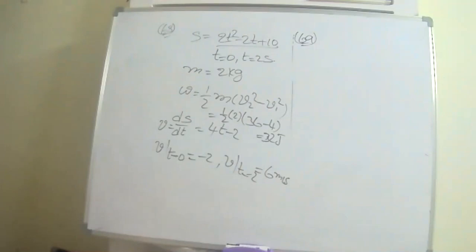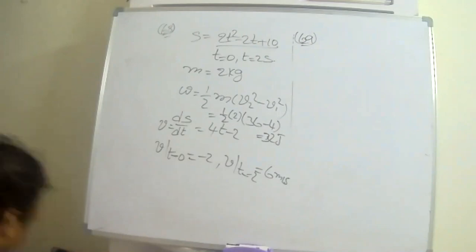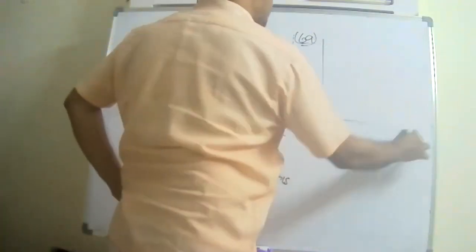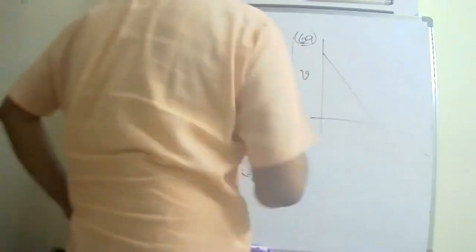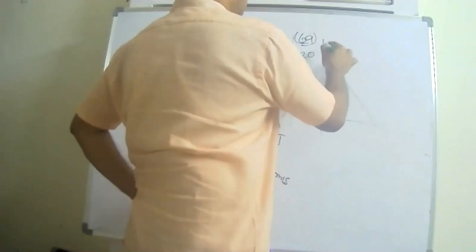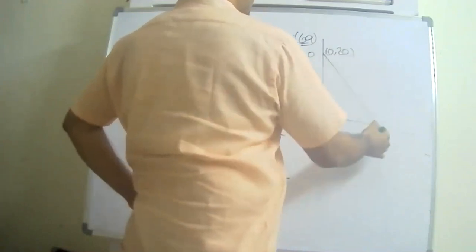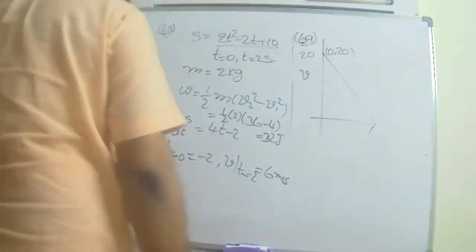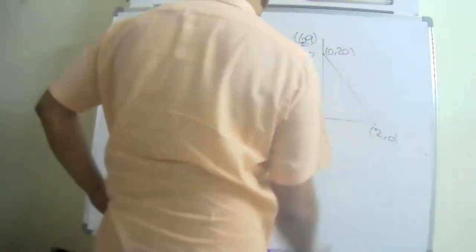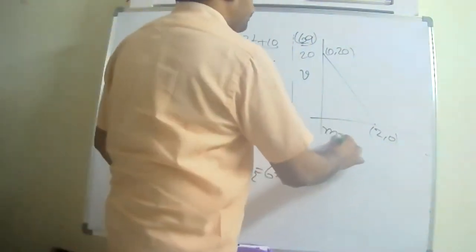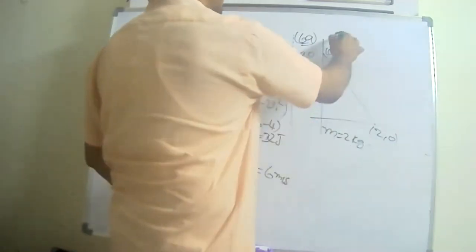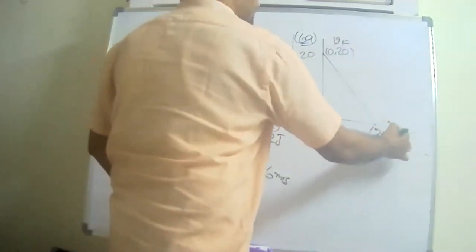Next 69. Velocity time graph of a particle of mass 2 kg moving in a straight line is shown in the figure. Work done by all the forces acting on the particle is? He has given a velocity time graph. What coordinates has he given? First at t is equal to 0, velocity is 20 meters per second. So 0, 20. At t is equal to 2, velocity is 0. So work done is needed. Mass 2 kg is given. What velocity do we need? Initial velocity v1 is equal to 20, v2 is equal to 0.